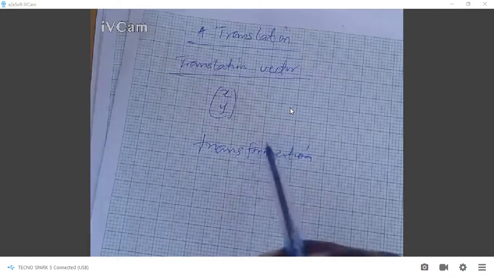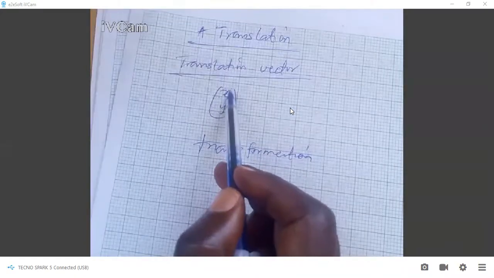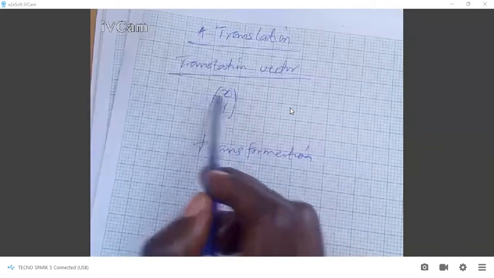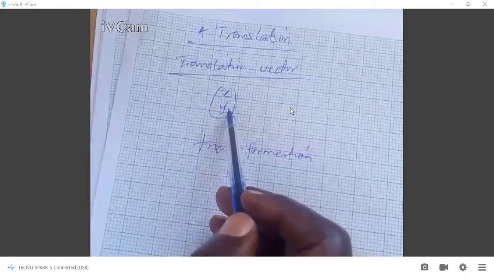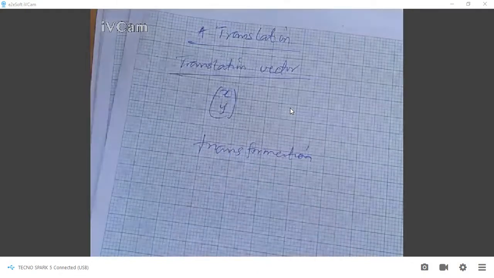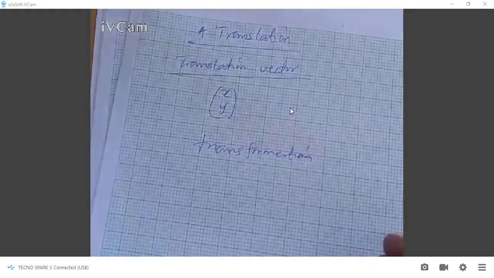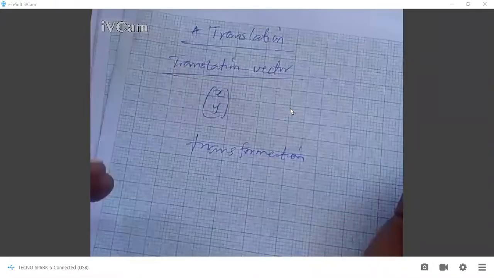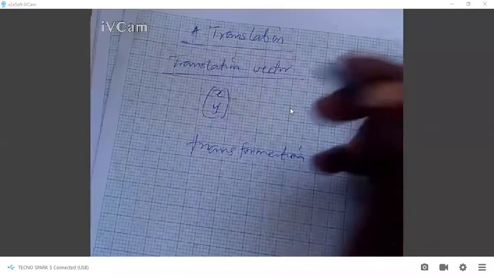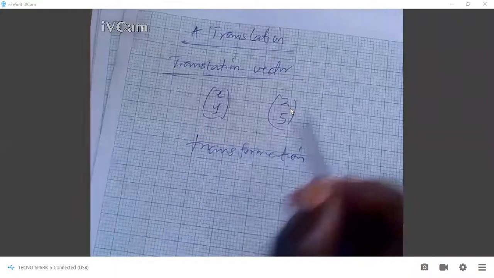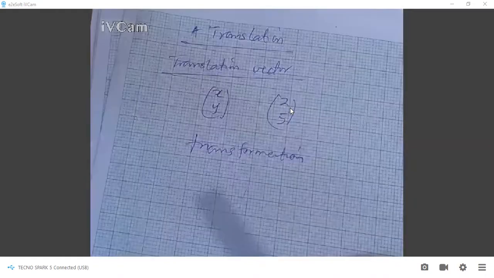A translation is a transformation, okay, where each point on the object moves a particular distance in the x direction and a particular unit in the y direction. That is a translation. Now you can represent that in form of figures. I've just used x to represent the x coordinate and y to represent the y coordinate. I can use maybe 2, 5. Okay, so it means that each point will move 2 units in the positive side of the x-axis and 5 units on the positive side of y.